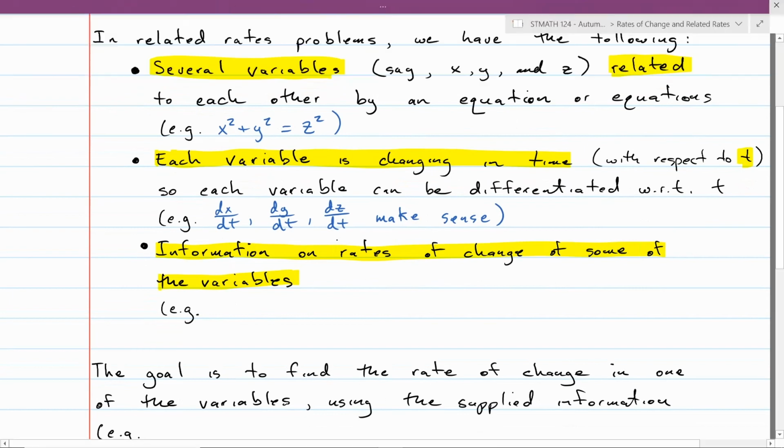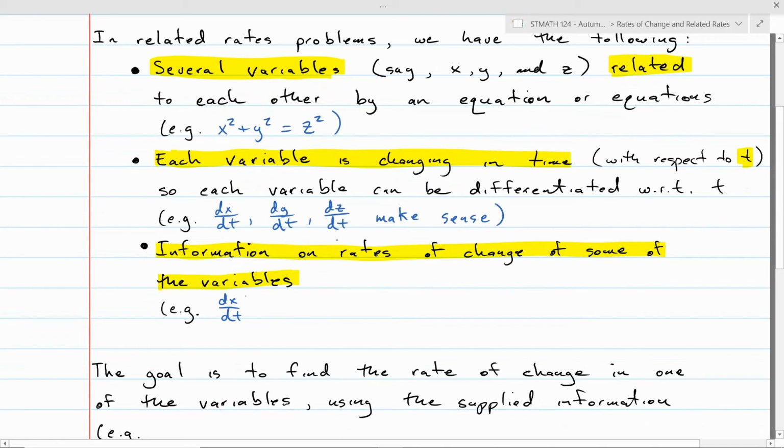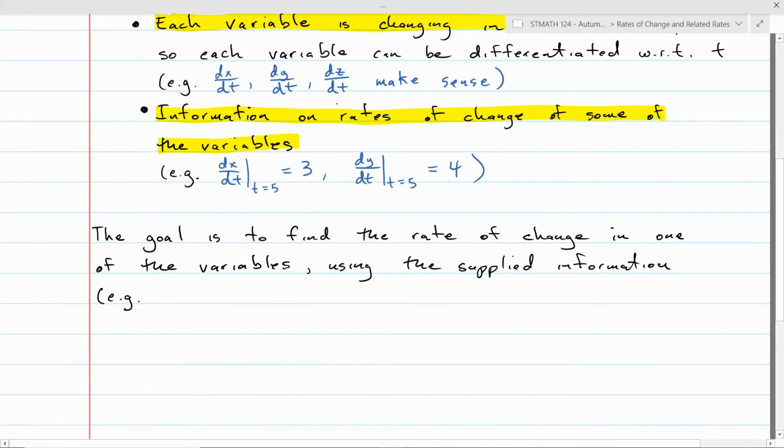So maybe you're being told something like, hey, dx/dt at some moment, maybe when t is equal to 5, is equal to 3, and dy/dt at that moment is equal to 4. Maybe you're given some information like that. Now, you may not be given all the information about the rates of change of all the variables, but some of them. And then the goal will be to find the rate of change in one of the variables that you're curious about using the supplied information.